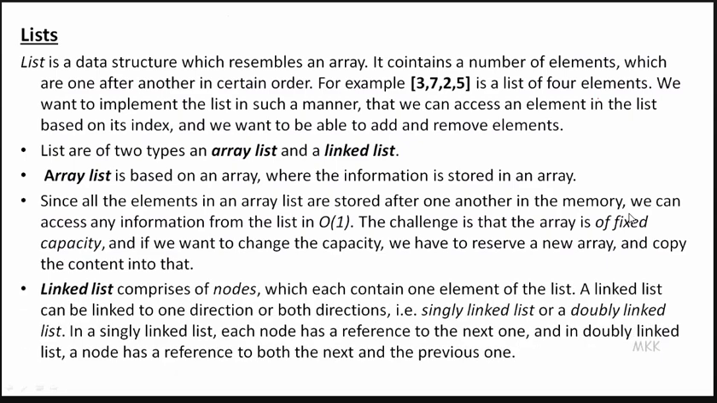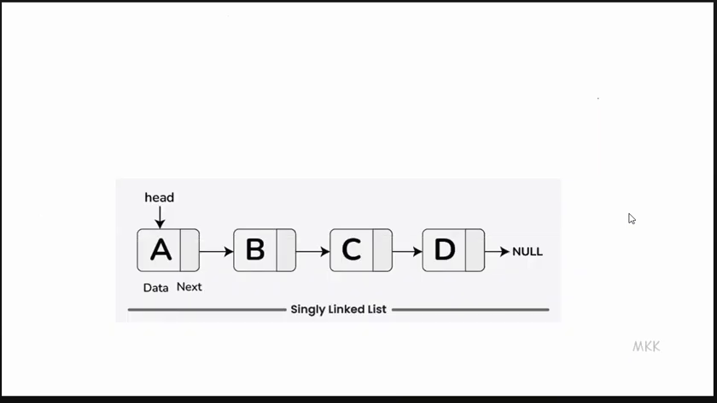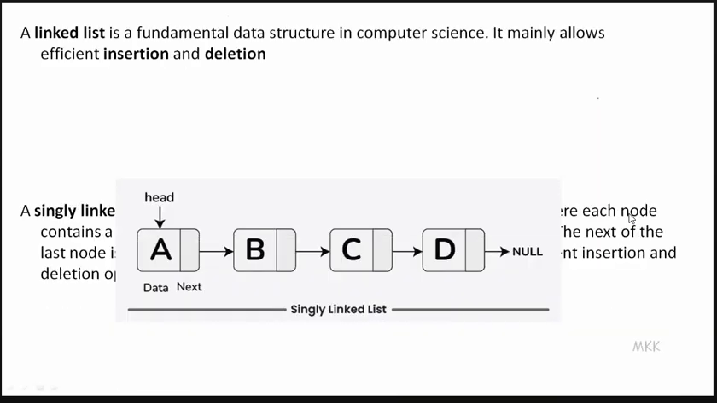Whereas a linked list comprises nodes, which each contain one element of the list. A linked list can be linked in one direction or both directions. That is, it may be a single linked list or a double linked list. In a single linked list, each node has a reference to the next node, and in a double linked list, a node has a reference to both the next and the previous one. The only difference is that the single linked list contains a connection with a single node, while the double linked list has previous and next. So if you see the figure, it will look like this.